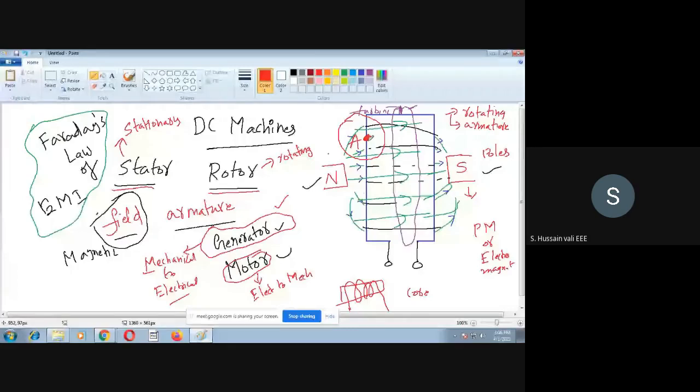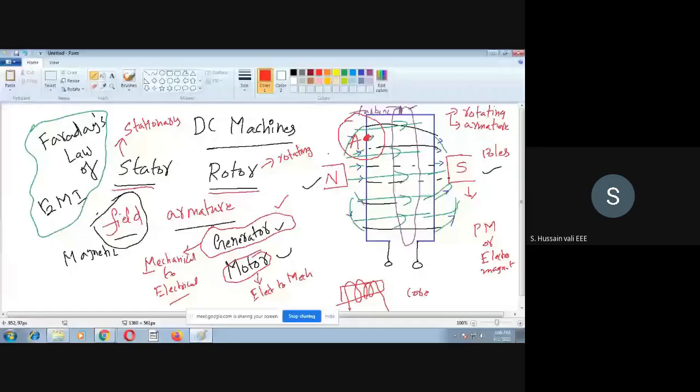So EMF will be induced. What is EMF here? EMF is nothing but the potential difference. So this process will create a potential difference between these 2 points. I will take here P and Q. These are the 2 points. So this creates a potential difference between point P and Q.